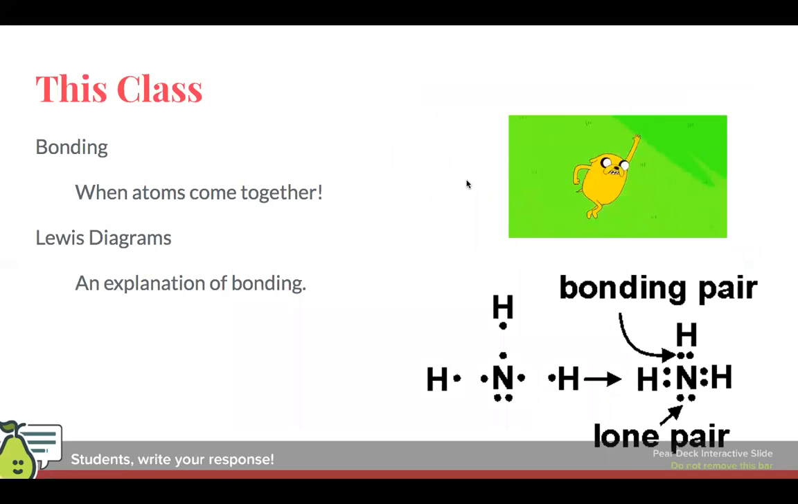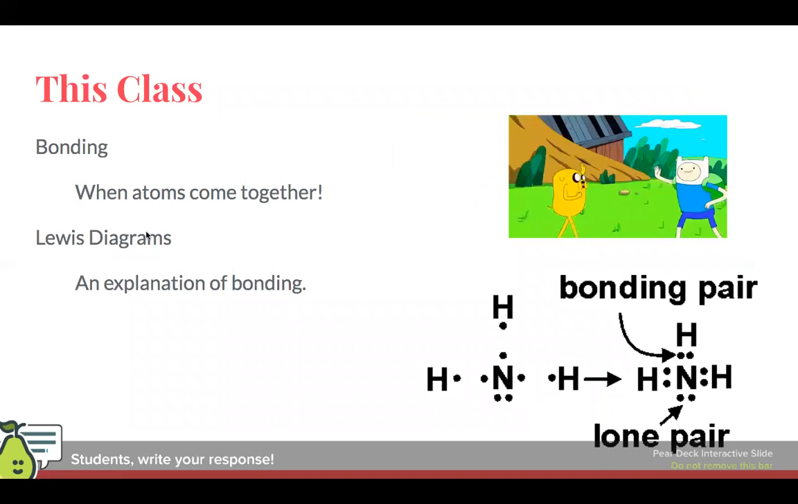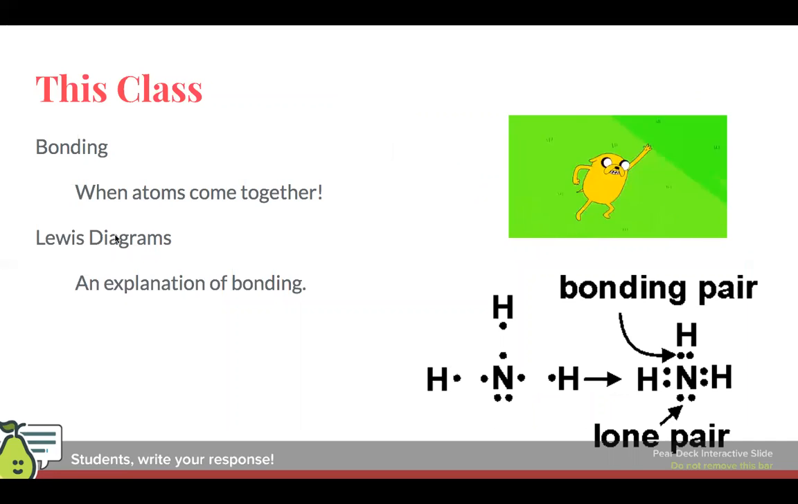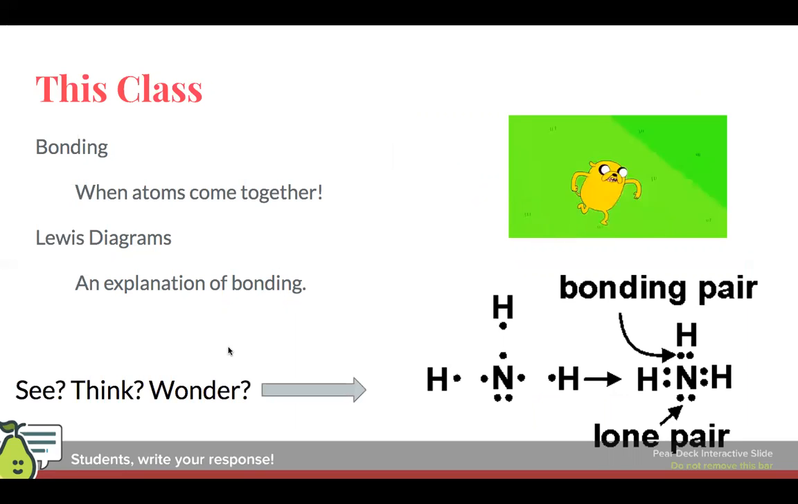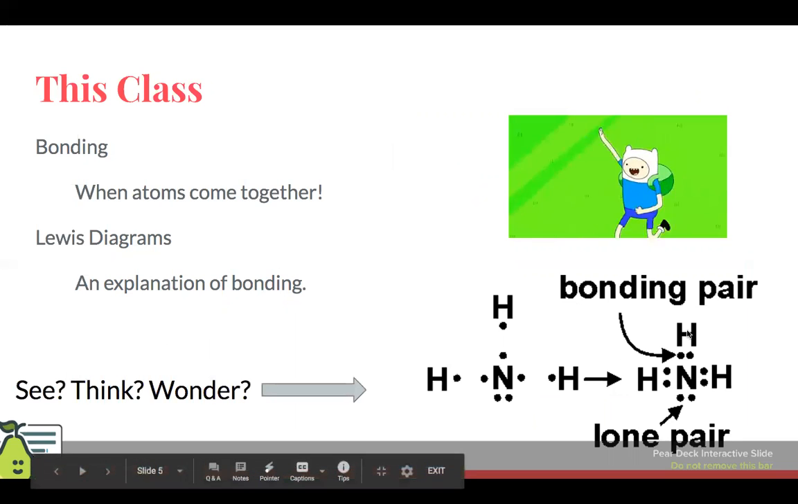Maybe. Okay, this class, we're going to talk about bonding, talking about Lewis diagrams. We talked about Jake and Finn linking up, 2 atoms bonding together. Lewis diagrams are going to be our explanation of bonding, why bonding occurs. So you're going to take a second to pause and answer: what do you see? What do you think? And what do you wonder about this?